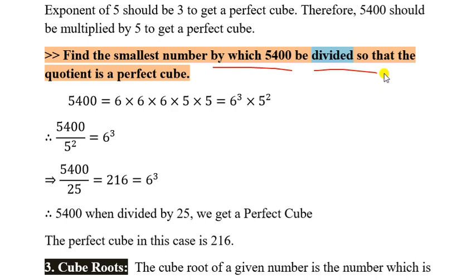In the same way, this one is the extra one, 5 square. That means this term only we have to divide. 5 square we have to divide. So that's why, 5400 we have to divide by 5 square, then only 6 cube will come, and 6 cube is a perfect cube number. So the answer will be: 5400 when divided by 25 will give a perfect cube number.